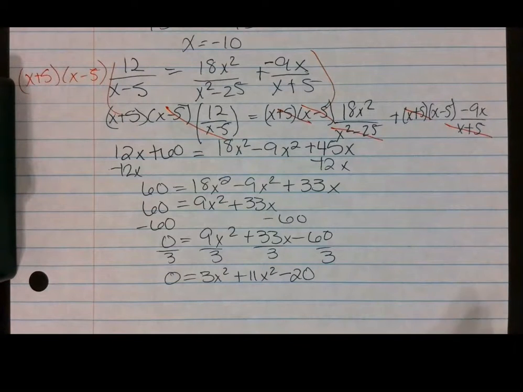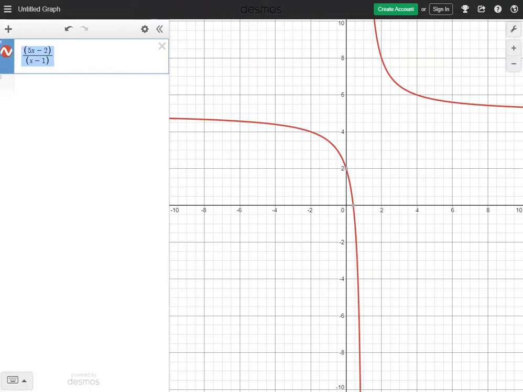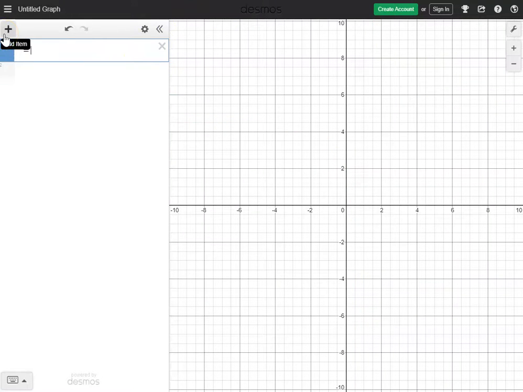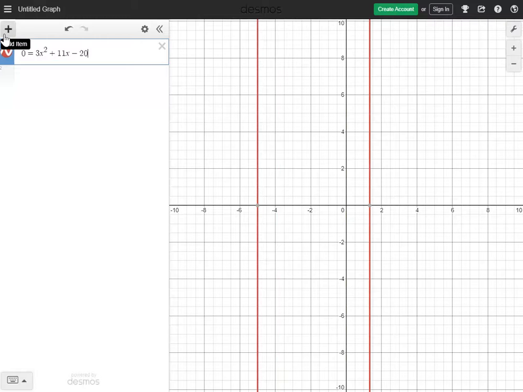And then I do not want to factor that, so what I'm going to do is go to Desmos and see where it crosses the x-axis. I have 0 equals 3x squared plus 11x minus 20. It shouldn't have been 11x squared, it should have just been 11x. So it is crossing at 1.33 and negative 5. 1.33, remember, is 4/3. So I'm going to write those down. I have negative 5 and 4/3.